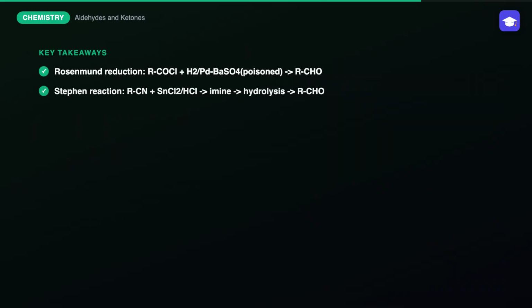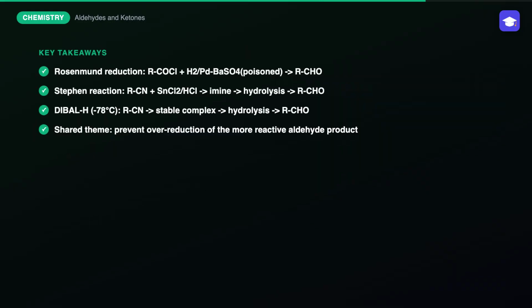Let's recap. The Rosenmund reduction uses a poisoned palladium catalyst to selectively reduce acid chlorides to aldehydes without overreduction. Nitriles can be converted to aldehydes via the Stevens reaction, using stannous chloride and HCl, or via controlled DIBAL-H reduction at low temperature. In every method, the shared challenge is preventing the more reactive aldehyde product from being reduced further, and recognizing this theme is the key to understanding why each method uses such carefully controlled conditions.